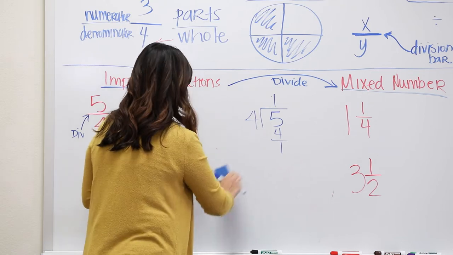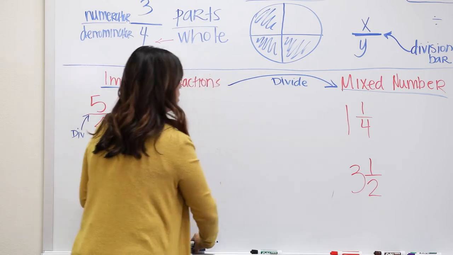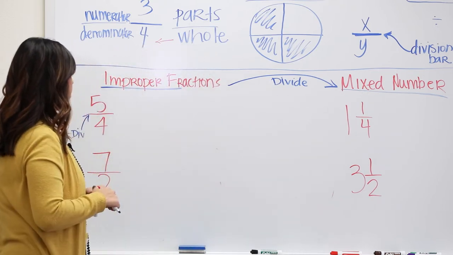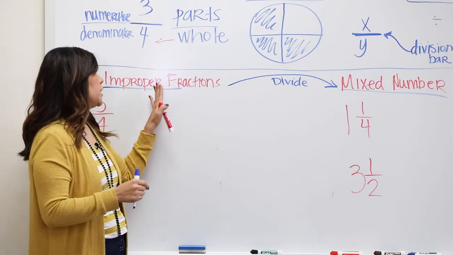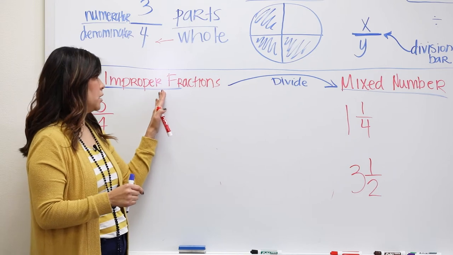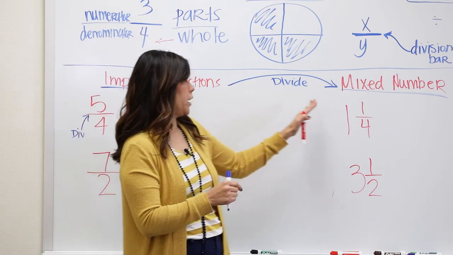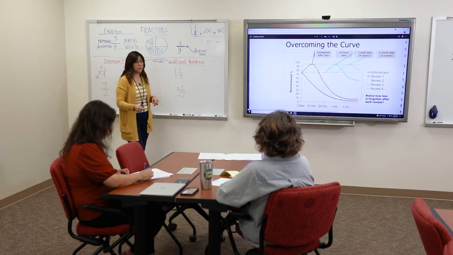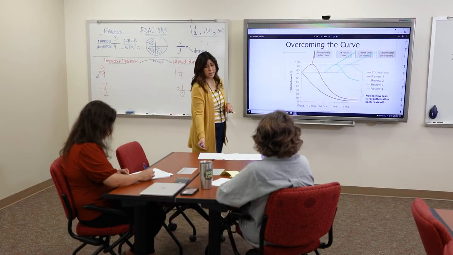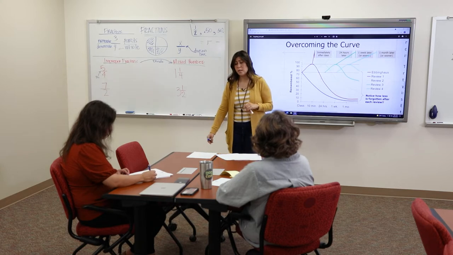You throw your remainder back over your denominator. So why do you need to do that? Because sometimes you have these in your answer, but you're going to have to answer it this way. Causes, your causes test.